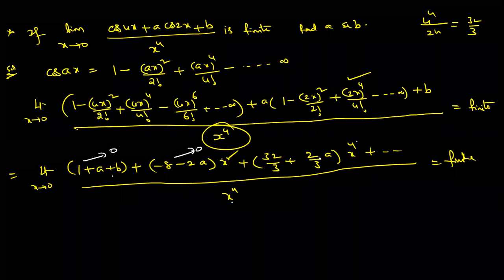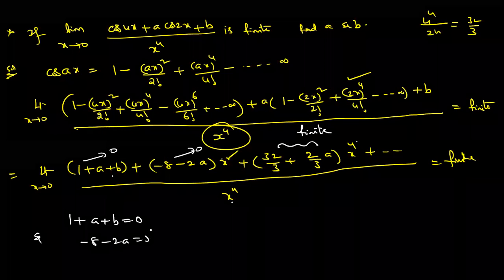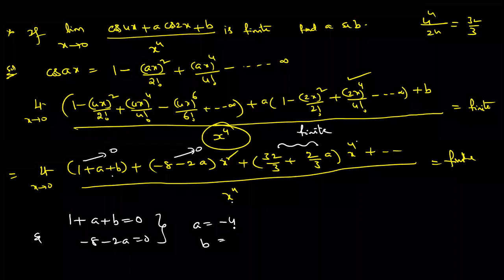What about this case? x power 4 by x power 4, 1 is coming. So this value is finite. That is the meaning. So what to do here? First of all, 1 plus a plus b should be 0 and minus 8 minus 2a should be 0. Solve them along. So a is how much? Minus 4. Put in any one of the cases. See, put a is minus 4, means what is b? Tell me. 3. That's the question.